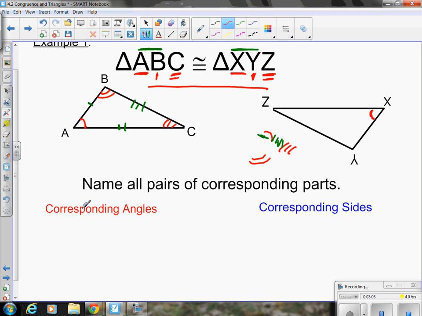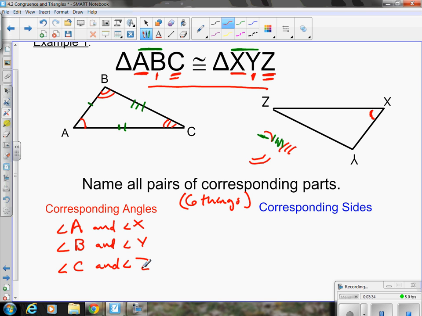We already kind of listed this out, but in the book they're going to ask you to name all the corresponding parts. That's going to be 6 things. Corresponding angles are angle A and angle X, angle B and angle Y, angle C and angle Z. Corresponding sides: side AB matches up with the first two letters, XY; the middle two letters, BC, match YZ; and CA, the first and last letters make a side, match up with the first and last letters, ZX.